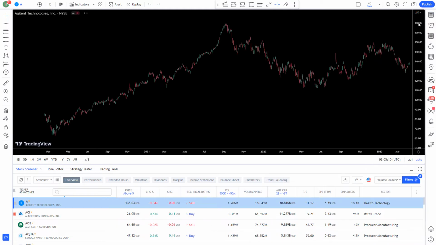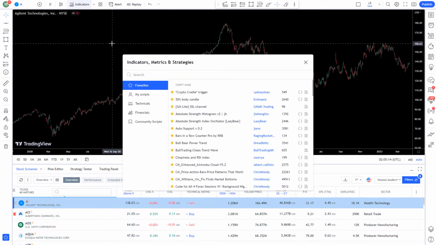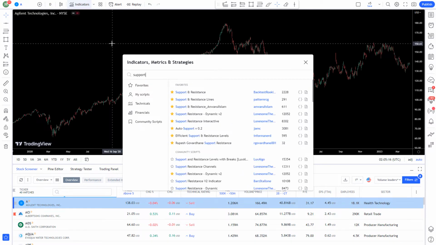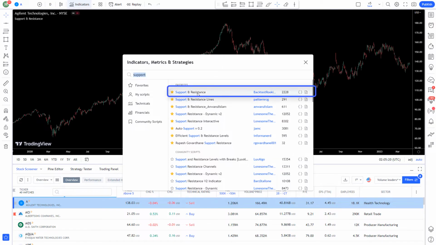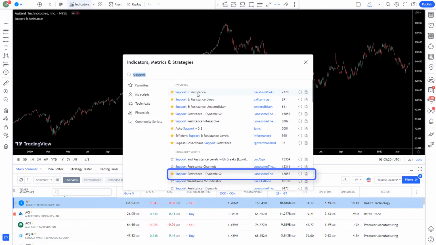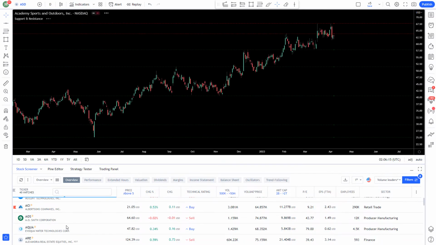Let's see if any of these price action results match up with support and resistance. Now, you don't actually have to draw all the lines yourself. If you want a shortcut, you can add an indicator called support and resistance. As I mentioned in the other video, I'd rather use Support Resistance Dynamic version 2, but this is great for a quick and dirty look.